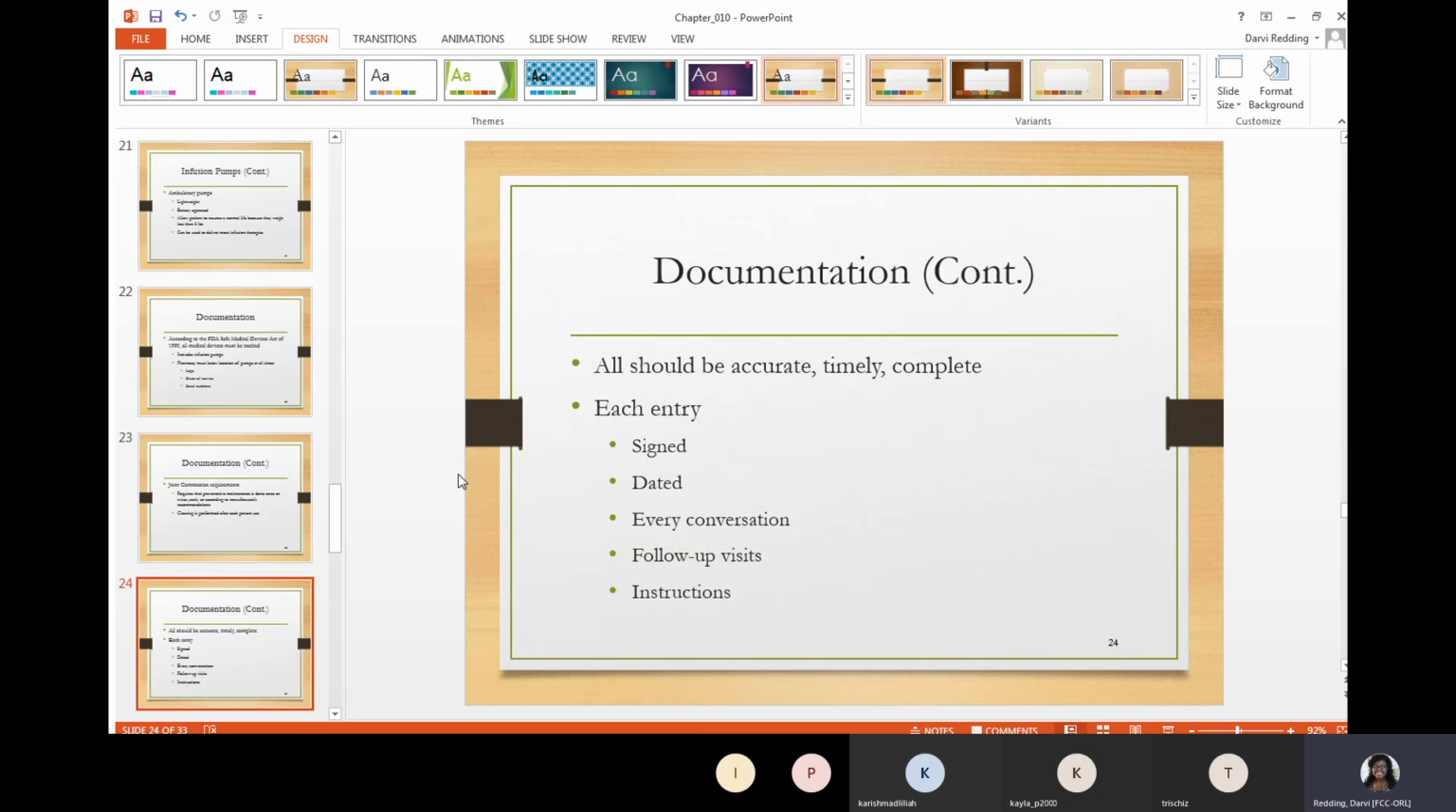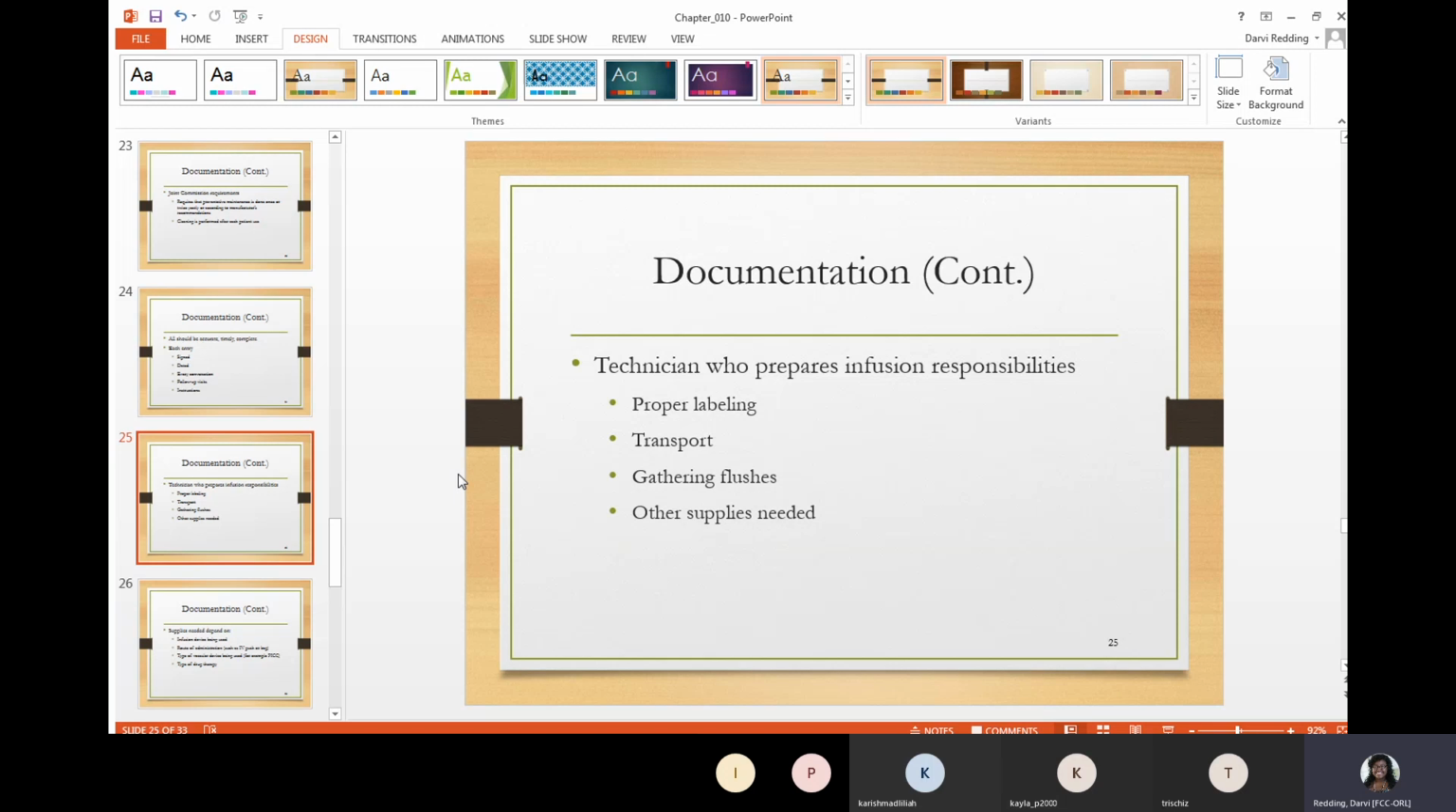Now, with each entry, the document should be signed, it should be dated, it should be documented every conversation, meaning when it was used, what day, what time, the follow-up visits, and even the instructions. So these are just some of the examples of the documentation.